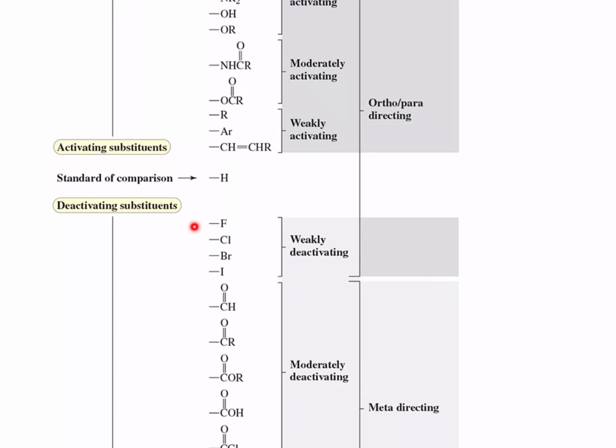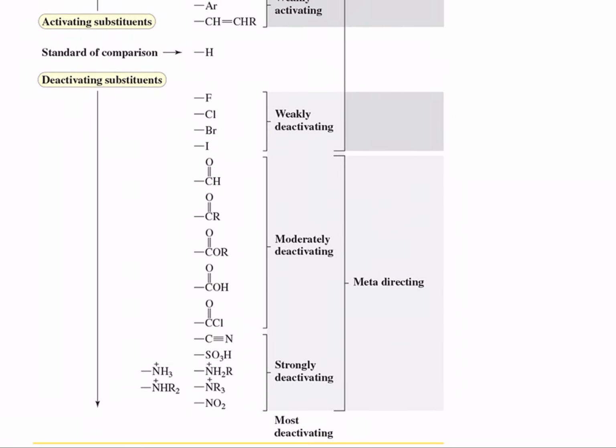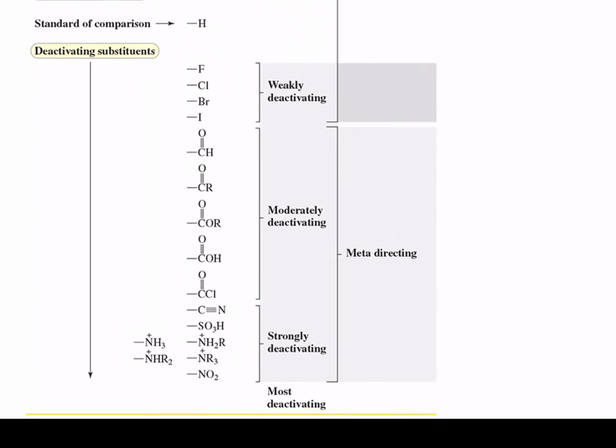And then the deactivating substituents are these groups: halogens, weakly deactivating, and then aldehydes, ketones, carboxylic acids, and esters. They are moderately deactivating, and they are meta-directors. We will see why they are meta-directors. And then the sulfonyl, protonated amine, and nitro groups are strongly deactivating.